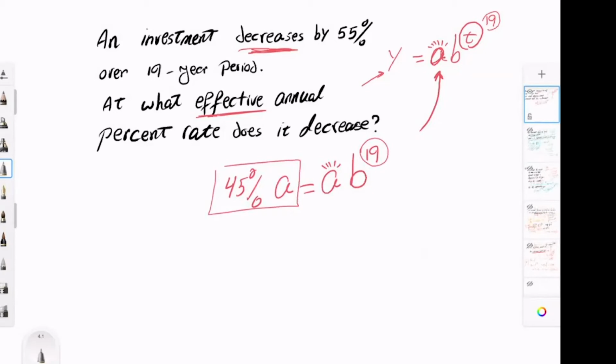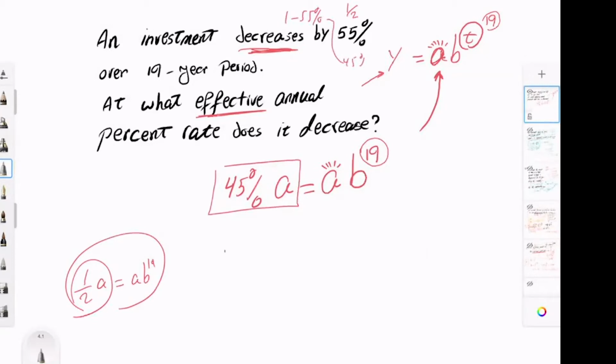Some homework question, they might ask you, it will be half after 19 years. So you're gonna put half of A will be A B to power 19. Whatever they're asking, if this is 1/3 or 1/5, but here they said 55%. So I subtract 1 minus 55%, I get 45%. So now we have 0.45 A equal to A B to power 19. A will cancel. B to power 19 equal to 0.45.